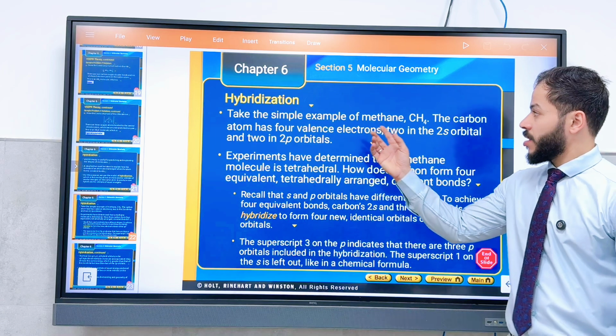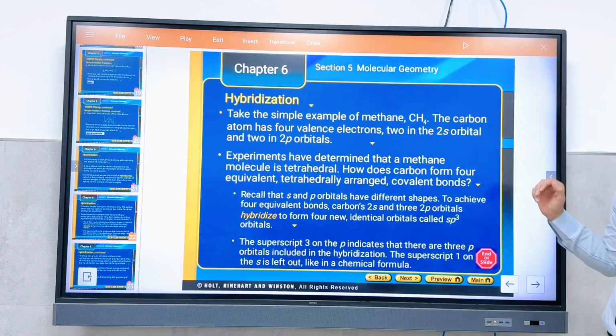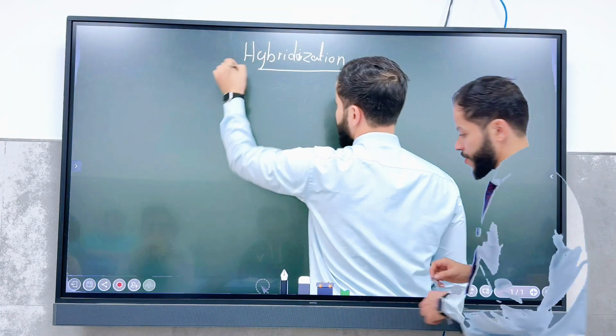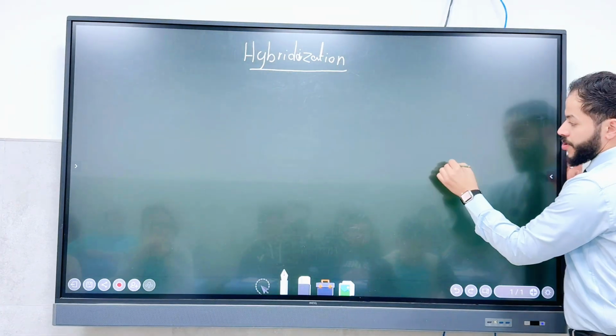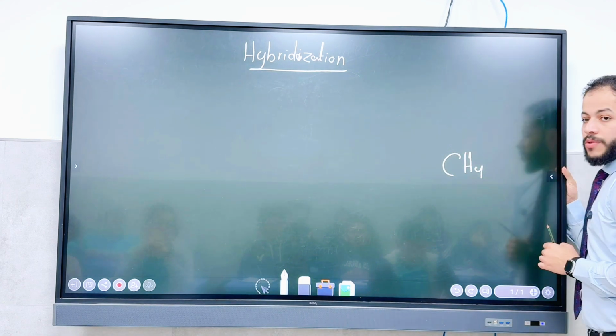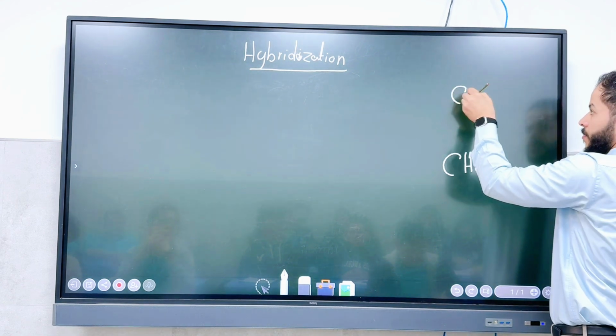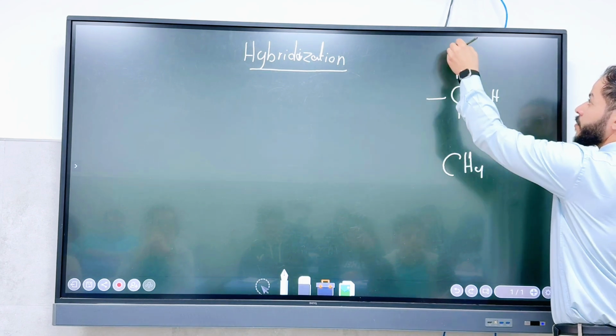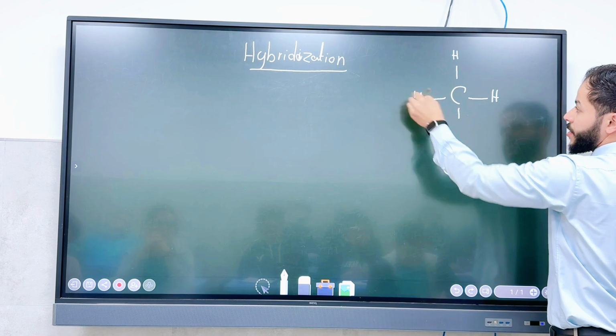Take the simple example of methane, CH4. Before we go through that, let's explain the methane molecule first. Which type of molecule do we start with? CH4. Do you remember the structure for it? Yes, carbon in the middle and a tetrahedral structure, right?